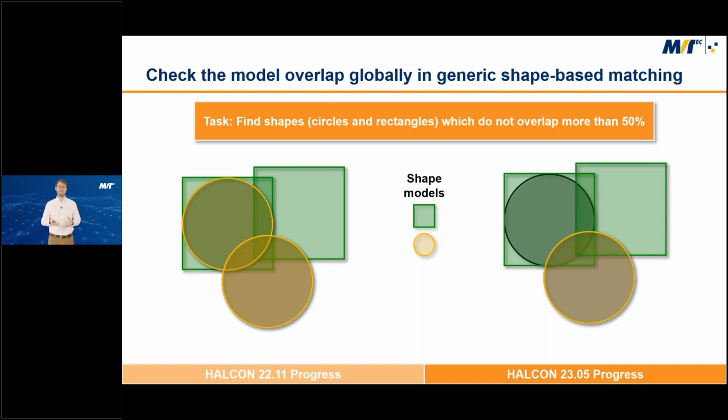So this is just a true false flag. You want to enable this checking for global max overlap. And now in 2305, when you set this parameter, the circle within the rectangle is not found anymore because it checks globally for the overlap.